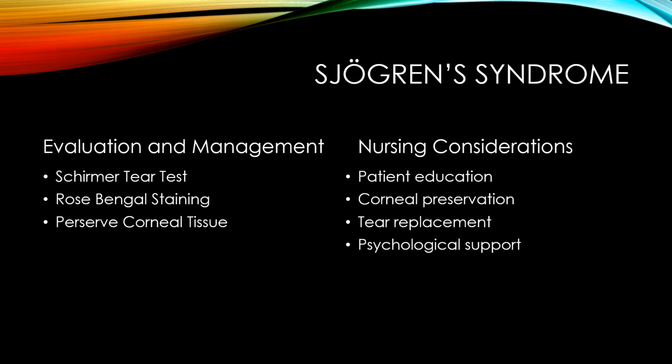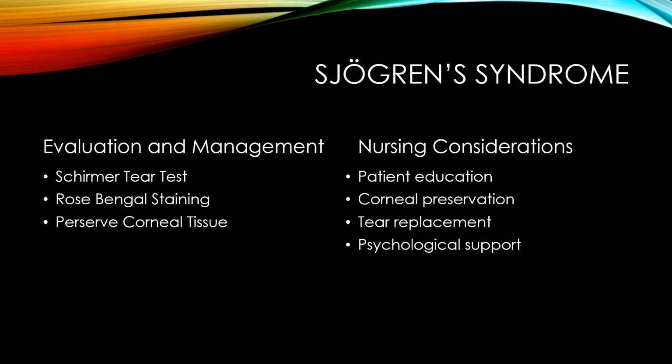So for the evaluation and management of Sjogren's syndrome, we're going to really rely on a Schirmer tear test as probably the most valuable thing we're going to do to diagnose Sjogren's syndrome. Rose Bengal staining and measurement of tear osmolarity are also good tests. The goals of managing the disease are to preserve corneal tissue and the existing tears that are on the eye. Ocular lubricants are commonly prescribed to replace tears. Other measures include application of clear occlusive patches, punctal occlusion either with plugs or cautery, reducing room temperatures, and using room humidifiers.